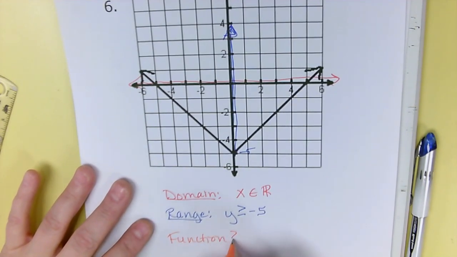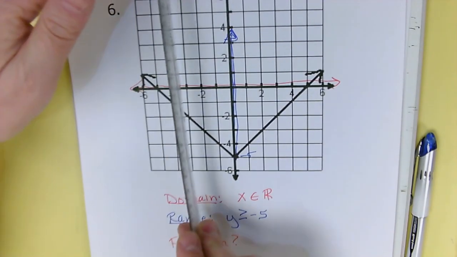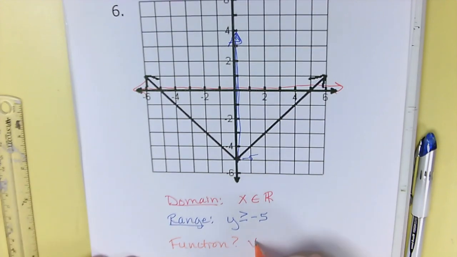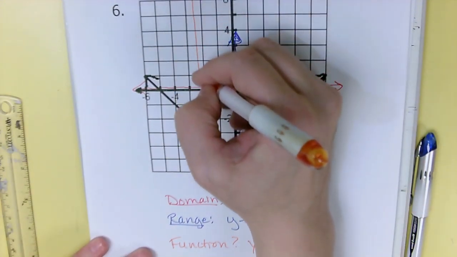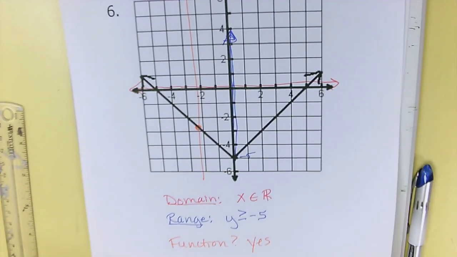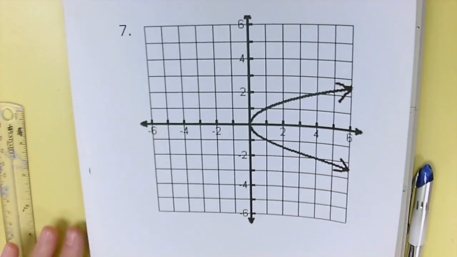All right, now the vertical line test to see if it's a function. If I draw a vertical line through this graph, it's only ever going to cross once. So yes, this is a function. There's nowhere you can draw a vertical line that it's going to cross more than once.